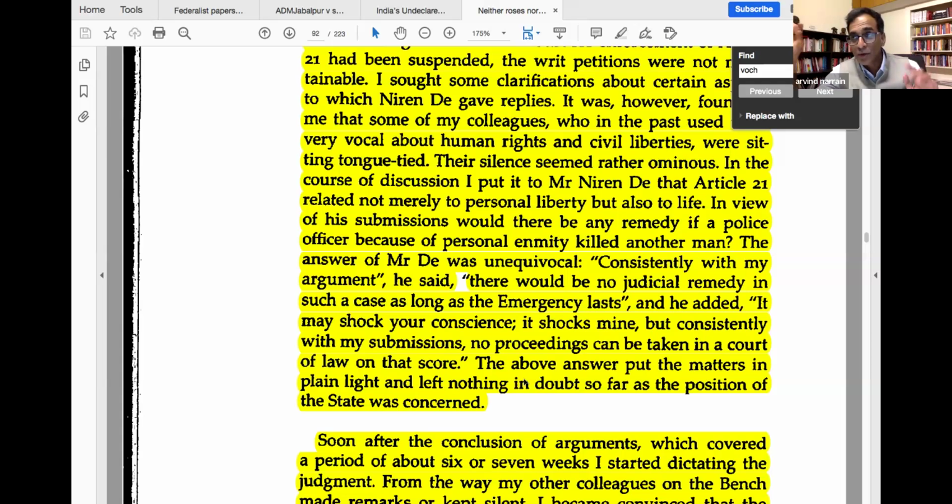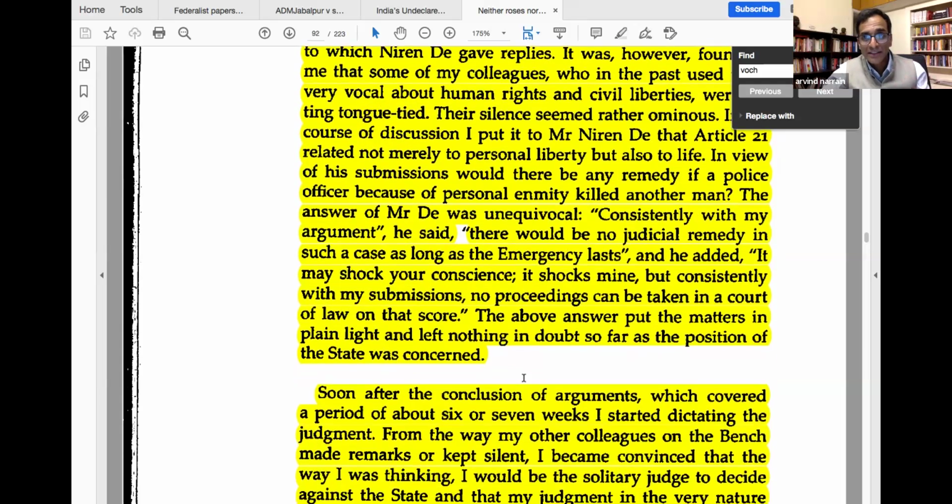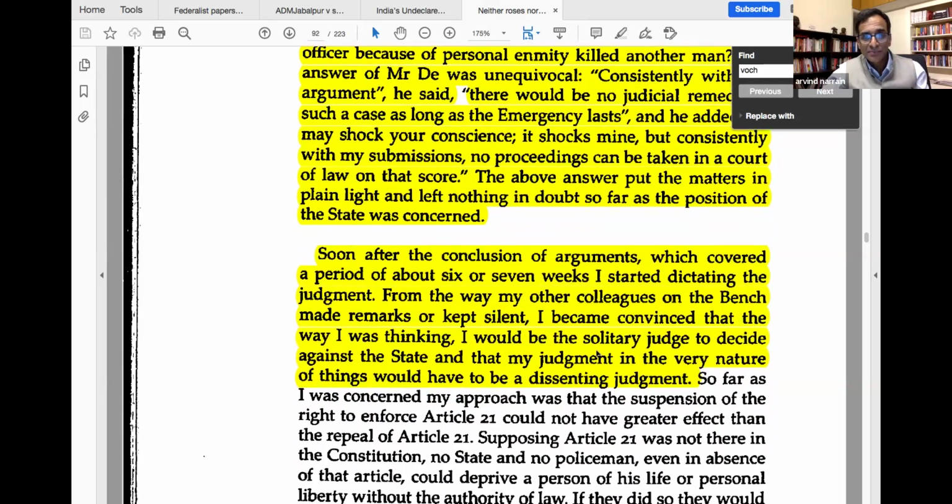No questions asked. You can't ask the question, is it in conformity with any law? Because we can do exactly what we want, because you cannot move the court for enforcement of your fundamental rights. And that's the position taken by the state.